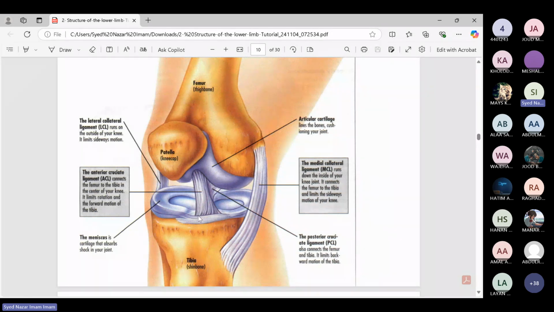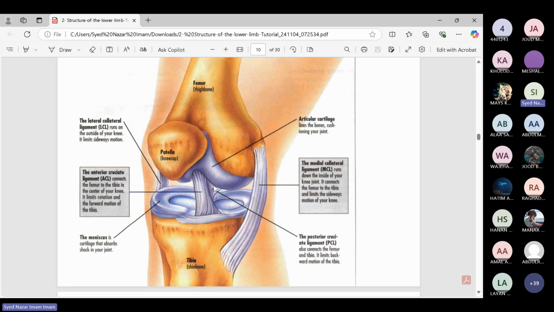And similarly, you will see the function of anterior cruciate ligament. It prevents the anterior movement of the tibia, right? Because it is attached on the anterior part of the tibia. So when you pull tibia anteriorly, it will prevent the anterior dislocation of the tibia on the femur. Similarly, the posterior cruciate ligament prevents the posterior displacement of the tibia. So these two ligaments are very important.